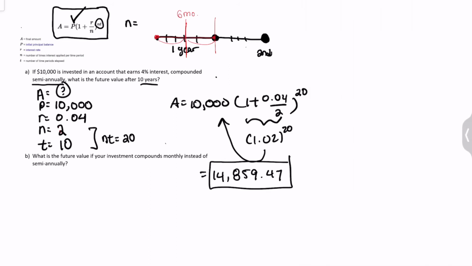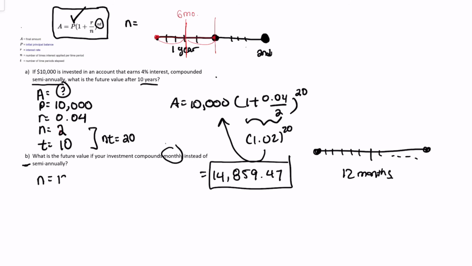Now, for this, it says, what is the future value if your investment compounds monthly? So what's happening is, it used to be once a year, and then we cut it down to every 6 months, and then now it's going to be every January, February, March, April, May, June, July. You get the idea. So there are 12 months in any year, so your n value becomes 12. So t value is 10, and I'm just trying to figure out the nt, the exponent, and you multiply them together, so your exponent is going to be 120.